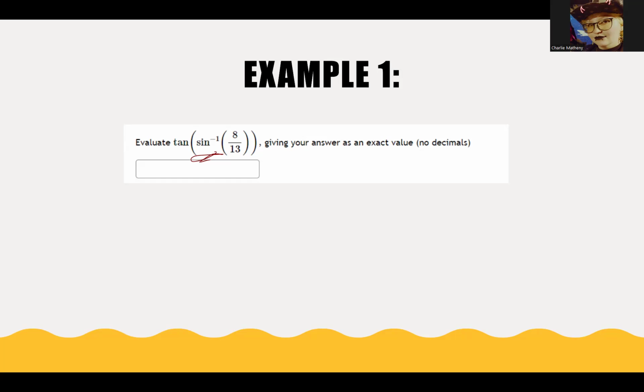Sine to the -1 of, and you can't forget to put that in parentheses. So it does have to be 8/13. If that's not in parentheses, it's going to try and take the sine to the -1 over just the 8 and then divide that whole thing, which is not what you want at all. So you have to make sure you get that. When you have that, we're going to evaluate that.